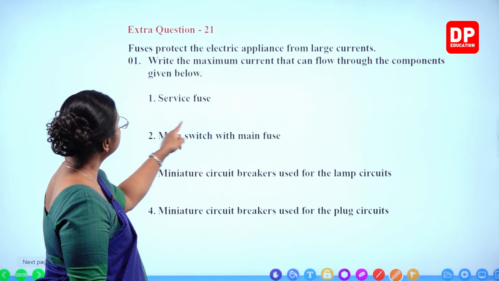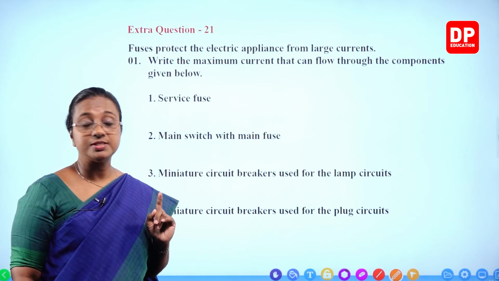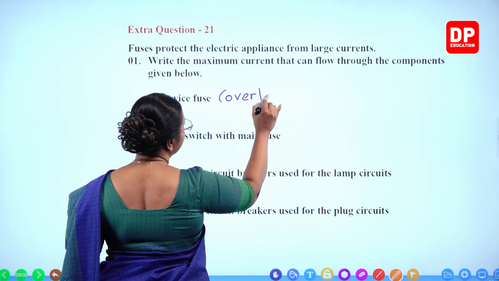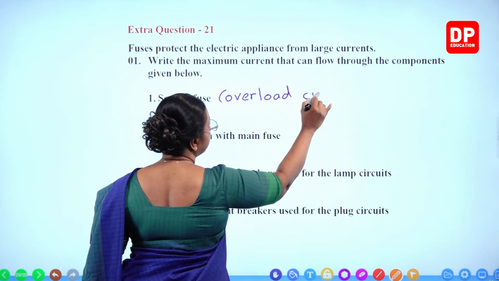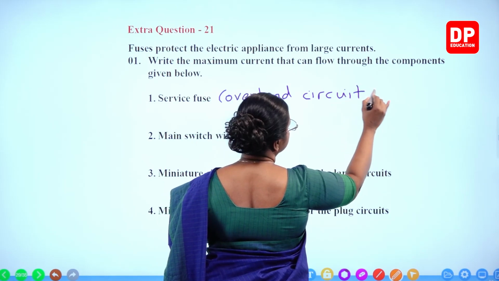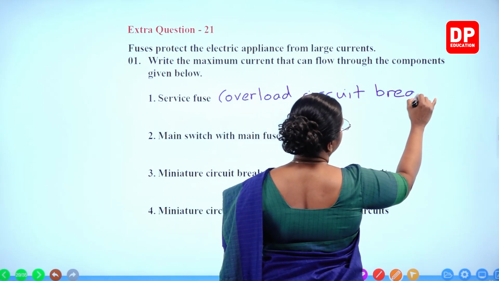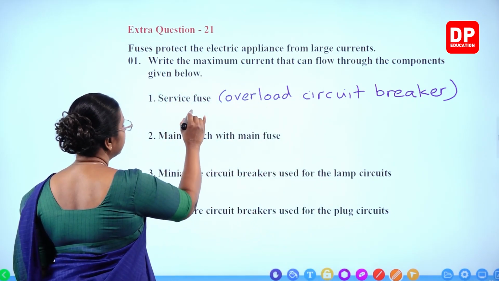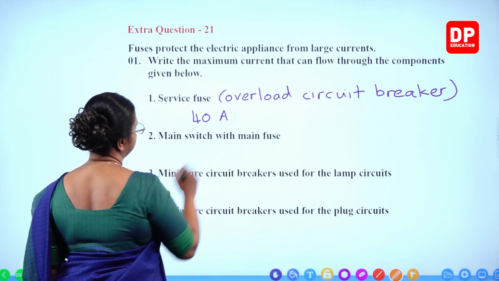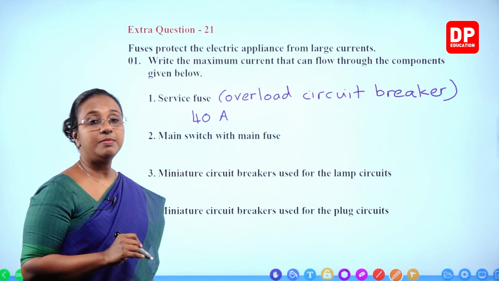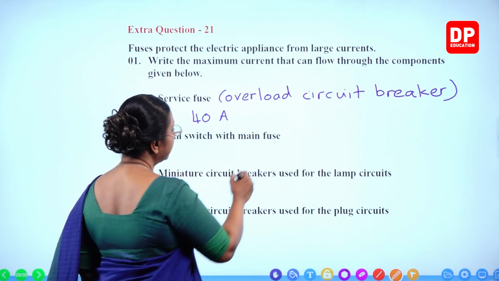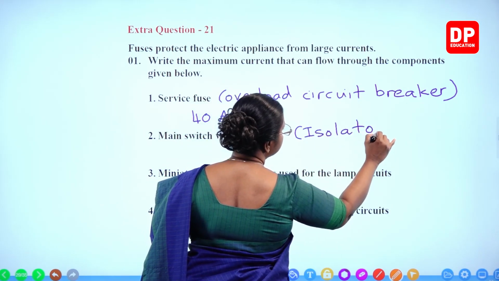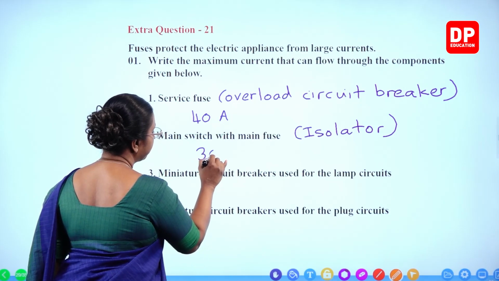So then, service fuse, it is the overload circuit breaker. You can remember service fuse is present in the overload circuit breaker. What is the maximum current? You can remember it is 40 amperes. Then main switch with main fuse, what is it called? It is the isolator. And the isolator allows a maximum of 30 ampere current.